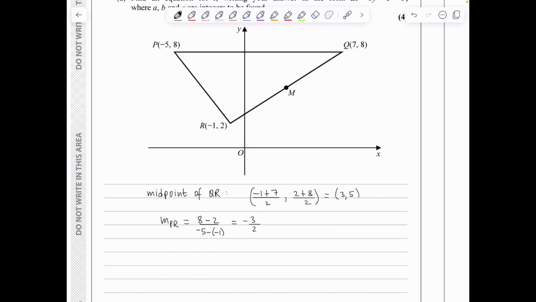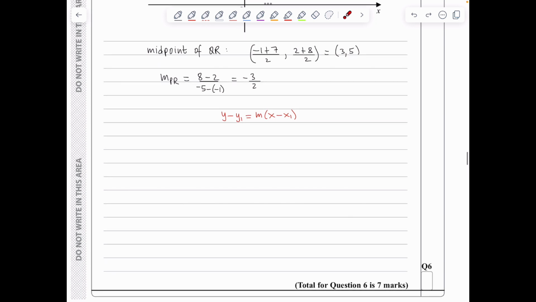And I now have the point through which we pass and the gradient of the line, because we know that parallel lines have the same gradient. And therefore I can proceed with y minus y1 is m times x minus x1. This takes me to y minus 5 is equal to minus 3 over 2 brackets x minus 3. I will cross multiply by 2 to get 2y minus 10 is equal to minus 3 brackets x minus 3, which I will further expand to give me 2y minus 10 is minus 3x plus 9. Collecting everything on the left hand side leads to 2y plus 3x minus 19 is equal to 0.